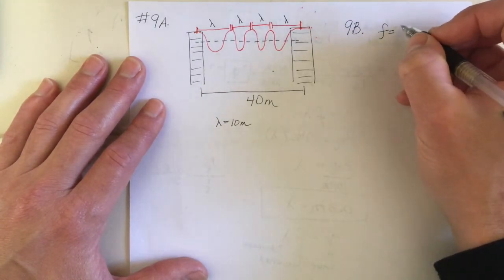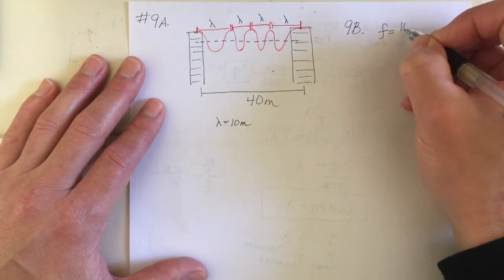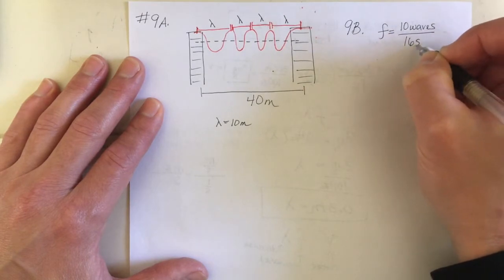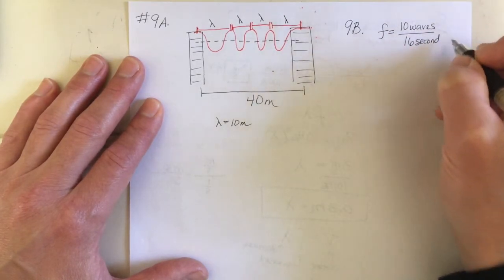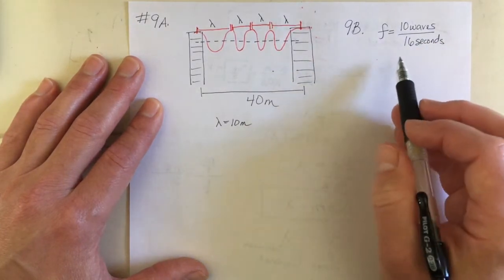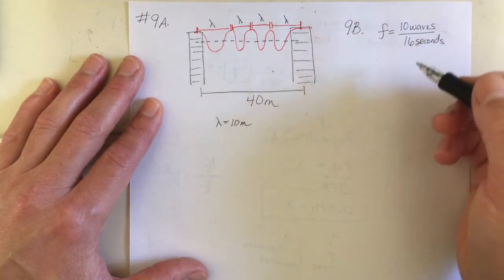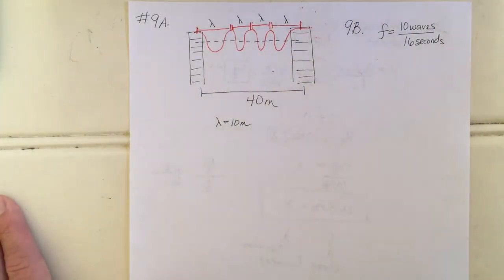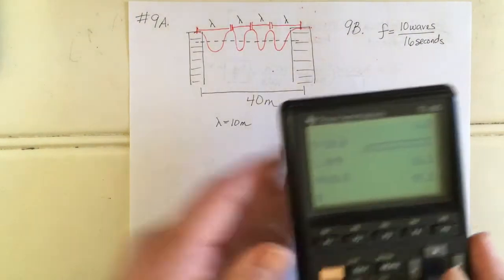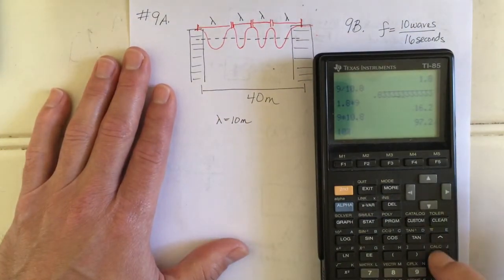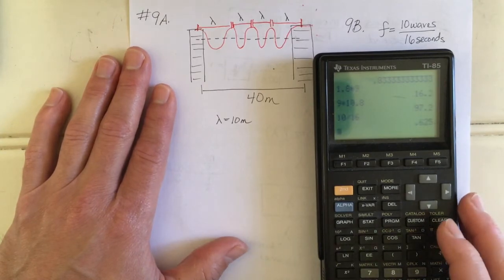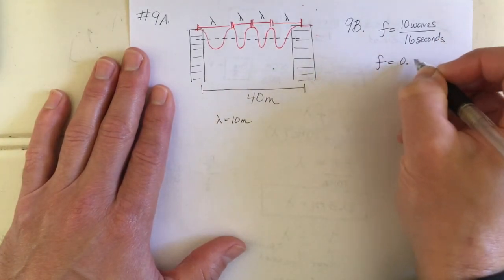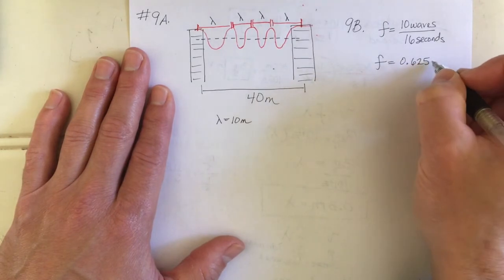Frequency equals the number of cycles per second. So we're going to say 10 waves every 16 seconds. So this isn't in per 1 second, right? And so let's fix that. If we just divide, 10 divided by 16, we can get that answer. I'm going to snag my calculator. It's the same as 5 over 8, but 10 divided by 16 is equal to 0.625. So the frequency is equal to 0.625 waves per second.